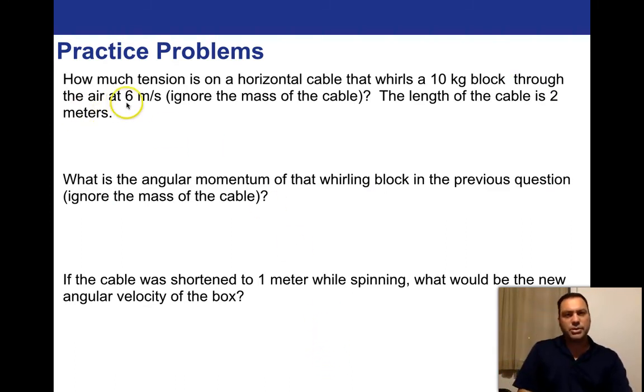How much tension is on a horizontal cable that whirls a 10-kilogram block through the air at 6 meters per second? Whirling means spin, like it's spinning around. Ignore the mass of the cable. The length of the cable is 2 meters. So it's asking the tension. Remember, tension is just another way of saying force. Okay, so let's open up our handy-dandy program and do that.